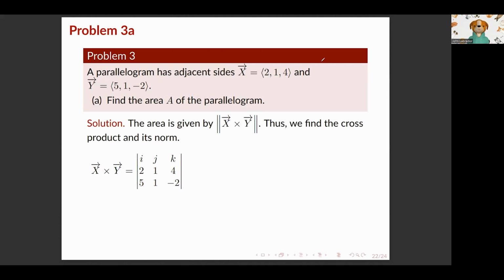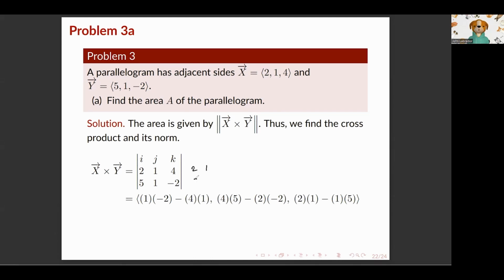We apply the diagonal method right here. So we extend these two components right here. So we have 1 times negative 2 minus 4 times 1. Next, we have 4 times 5 minus 2 times negative 2. Next is we have 2 times 1 minus 1 times 5.